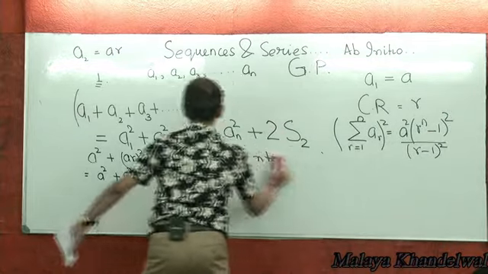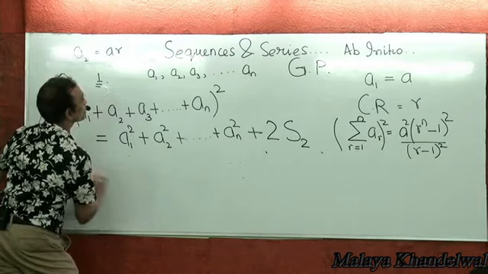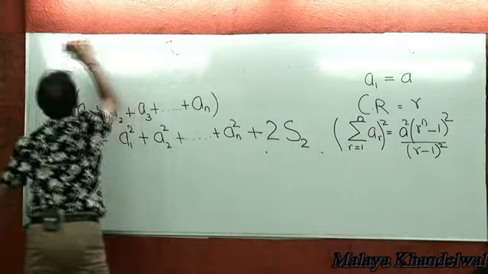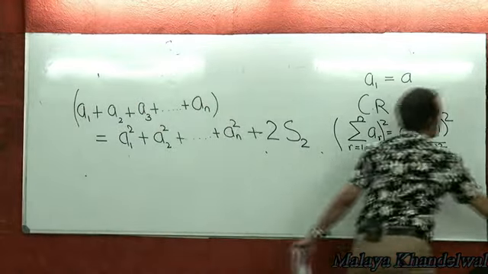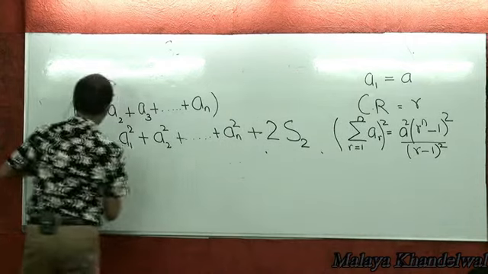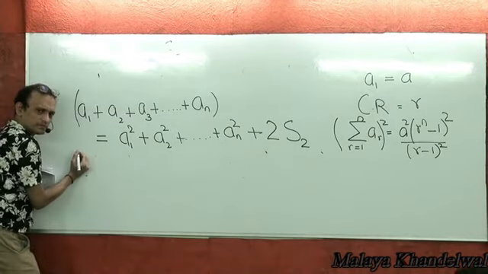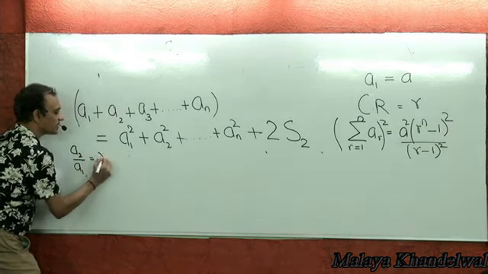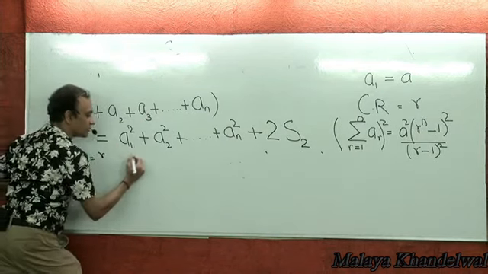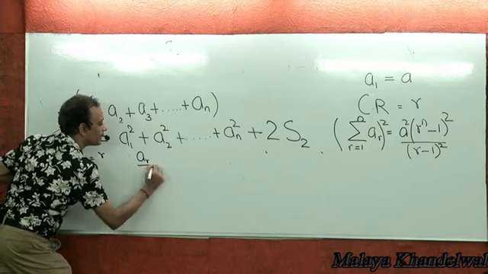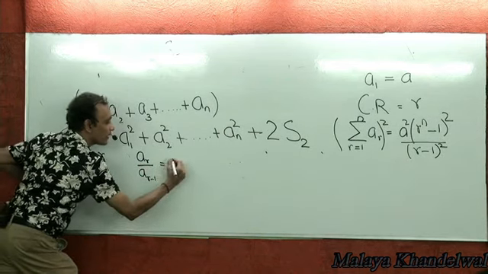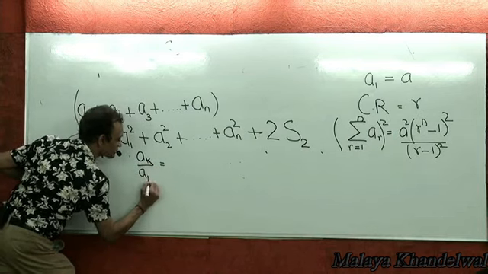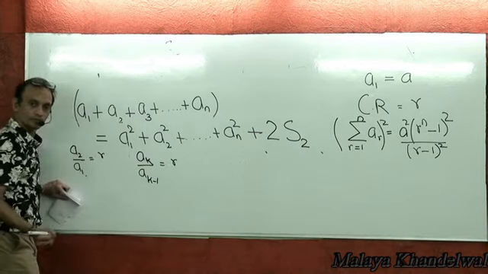I'll just create some room because I think I've run out of space here, so I'll write on top. I've started writing the terms, the font so big. I'll just rewrite these set of terms. That means A1 squared plus A2 squared plus, see, essentially A2 by A1 is R, because this is a GP series, or in a very general sense, AK by AK minus 1, because R is a common ratio. Let me take AK by AK minus 1 as R the common ratio, right?